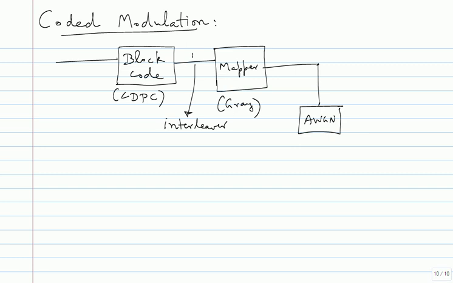Okay, so I'll write a pi here and put a box around it. Maybe you have an interleaver in between your code word and the mapping. Okay, so that's also a popular idea. You'll see in the decoder, we can use these things. It's quite easy to do these things.